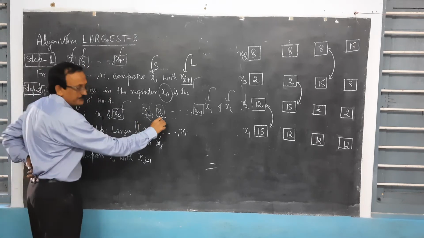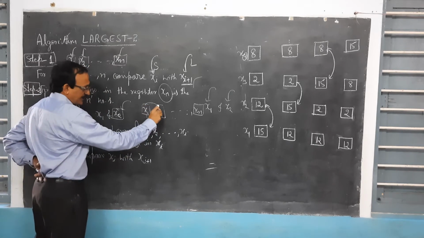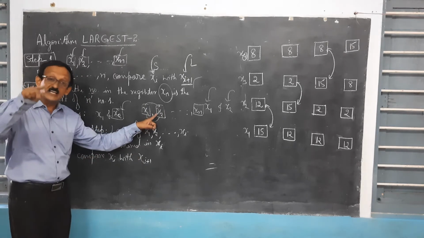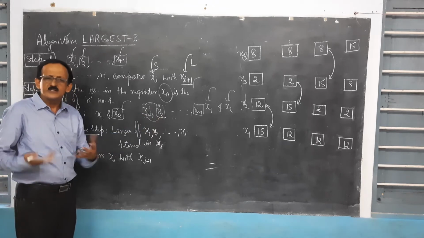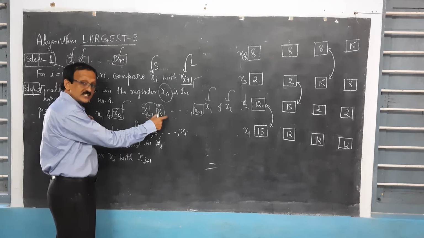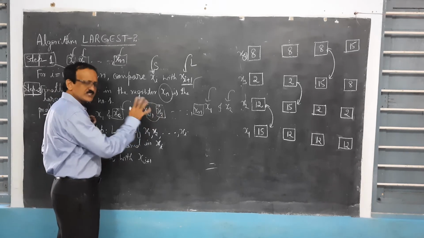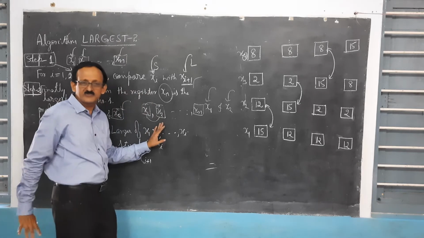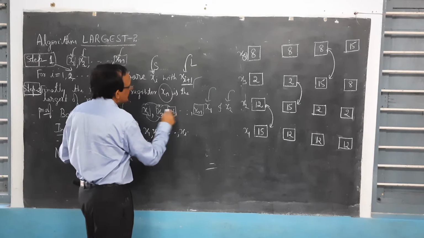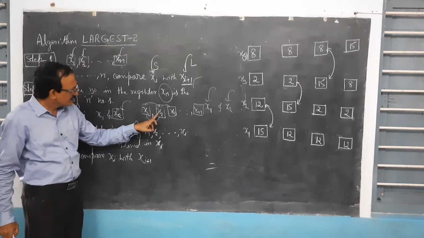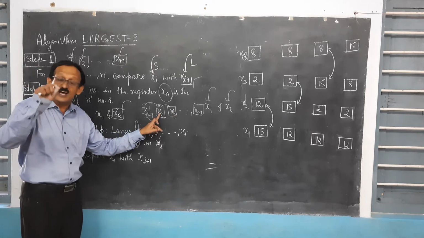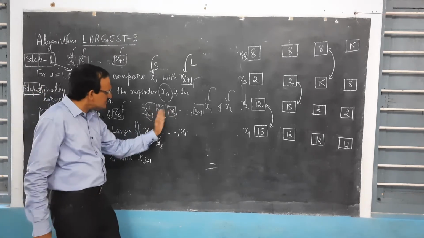First compare these two. The larger is shifted to the right. If x2 is already larger than x1, no action is to be taken, it is retained, no interchange. Then compare x2 with x3. Suppose x2 is larger. If x2 is larger than x3, you move x2 to x3.